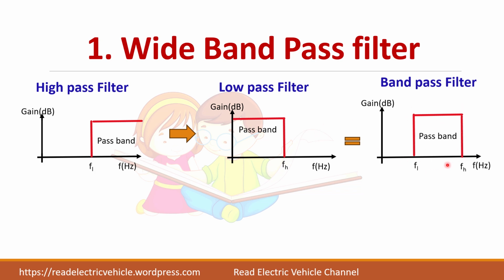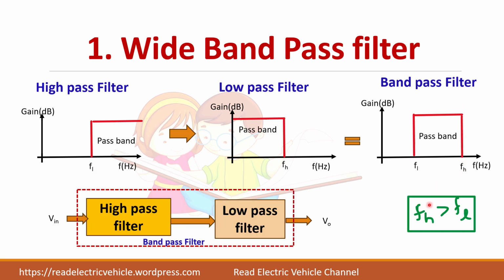Here you should remember one thing: FH, that is the low pass filter cutoff frequency, should be greater than the lower cutoff frequency. Okay, FH should be greater than FL. So by cascading a high pass filter and a low pass filter, you will get a wide bandpass filter.